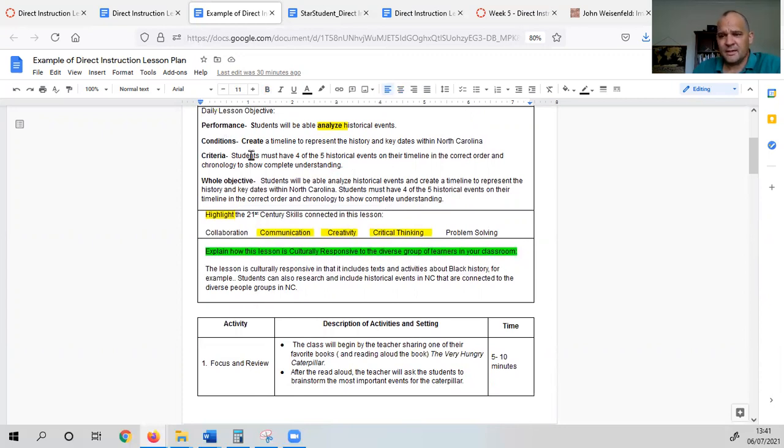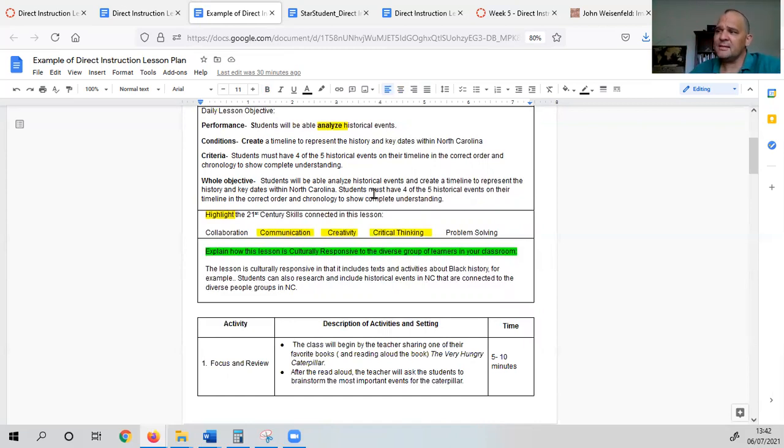And the criteria that I've selected is that students must have 4 of the 5 historical events on their timeline. It needs to be in the correct order and explaining what happened on that day or time, that date. So you can see then the whole objective together. I just push all these together.